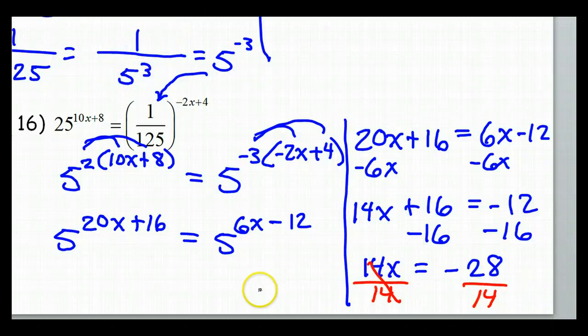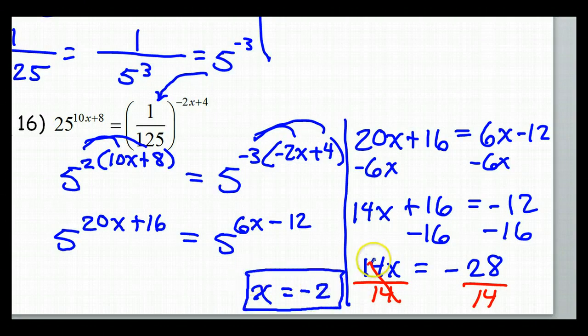Can I squeeze this in? Maybe I'll have to put it over here. x equals negative 2. And that is how you do that.